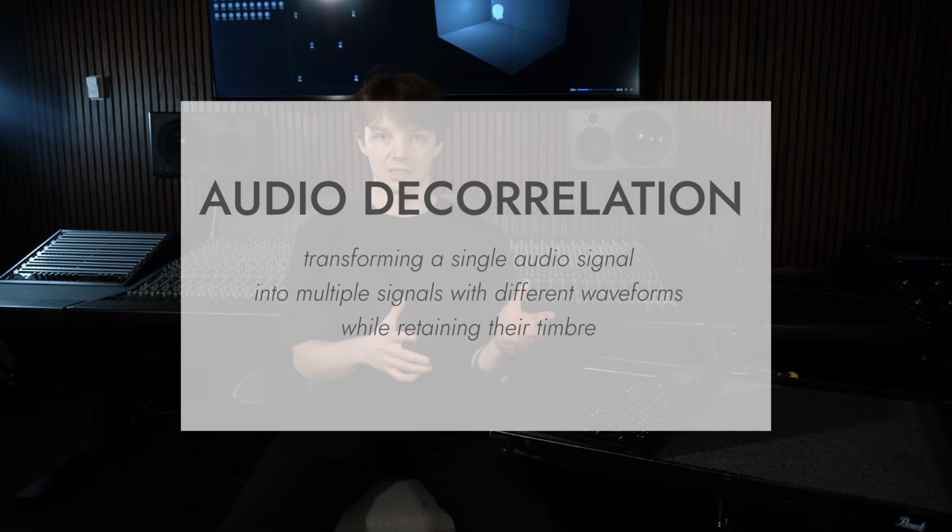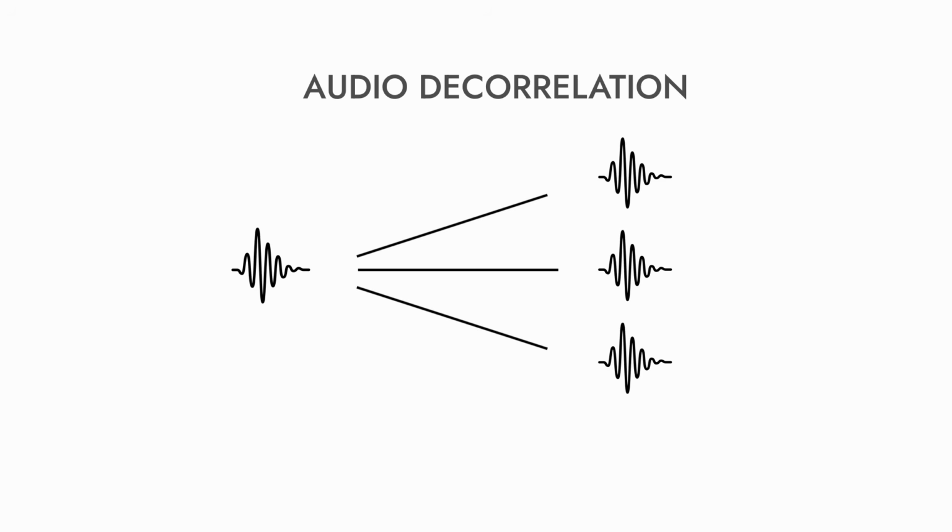That might not be as straightforward as it sounds, because I work in a hybrid way where I use a lot of electronic production elements, which happen all in a stereo environment. So this means we need to adapt a technique called audio decorrelation. Decorrelation means converting a single audio source into multiple audio signals.